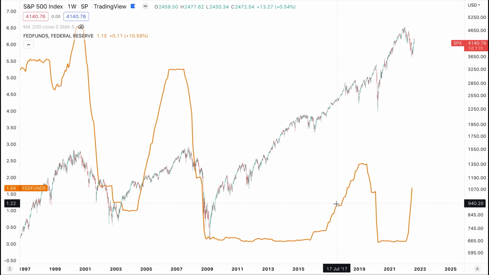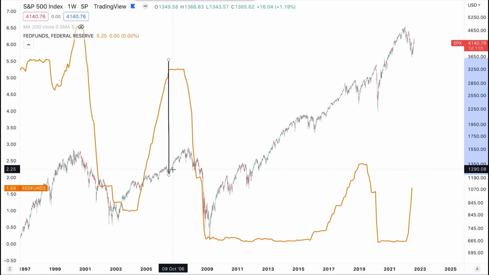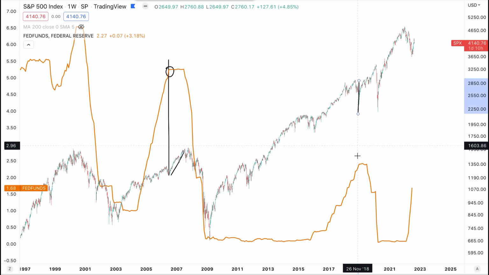There is this potential energy, we'll call it, for the Fed to back off the brakes and for the market to rally during a tightening cycle. And that's why you tend to see big rallies in the market following a pivot. Just as an example, June 2006, big rally, and right here in December 2018, big rally.